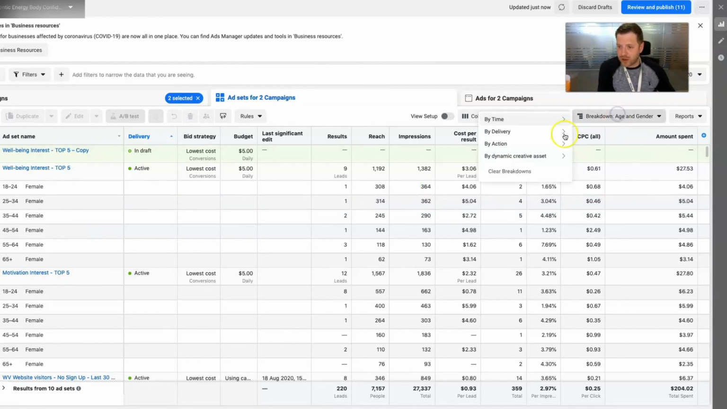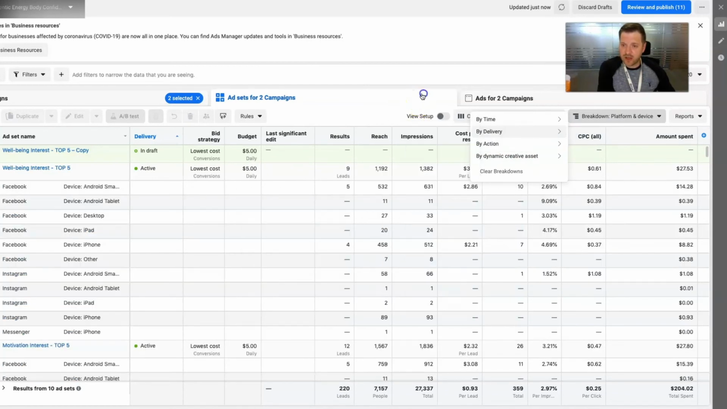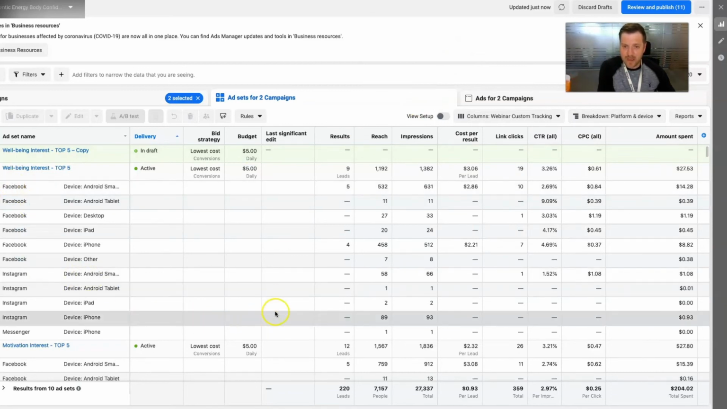And then lastly, what you can do, which is really good, is go by platform and device. So you can see whether you're getting your leads via Facebook or via Instagram. We can see here that most of the leads are coming from mobile only, and they're coming from Facebook on an Android phone and Facebook on an iPhone. And you see the cost per lead is there.